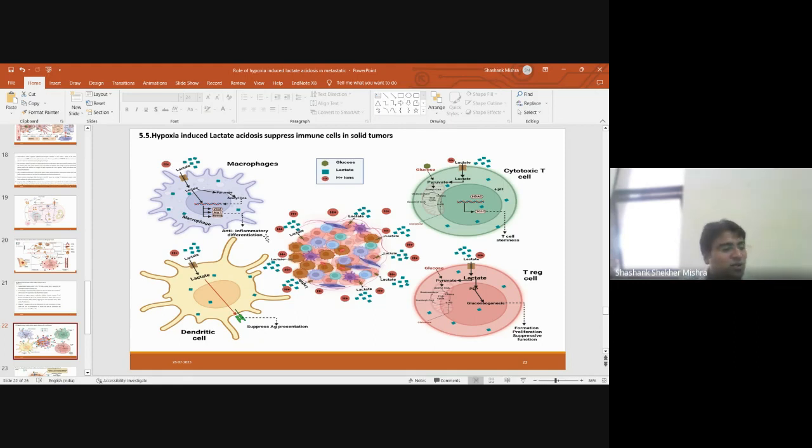Another, in dendritic cells, it has also been seen that lactate enters into the dendritic cell and suppresses antigen presentation by these cells. And there are some cytotoxic T cells. Cytotoxic T cells acquire a similar type of behavior in the presence of lactate acidosis. And T regulatory cells also inhibit their formation, proliferation, and specific function. This has been observed in the presence of lactate in the tumor microenvironment.